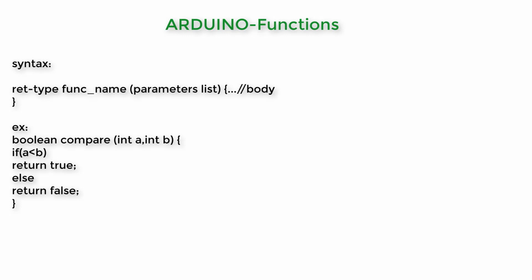Well, inside the parenthesis is the list of the arguments or parameters passed in the function, and after the braces starts the body of the function. So let's take an example of a function named compare, which compares two integer variables a and b, which are passed as the parameters list inside the parenthesis, and the return type is boolean. When we enter the braces we have the if conditional statement where if a is less than b, the result is returned as true, or else the result is returned as false.